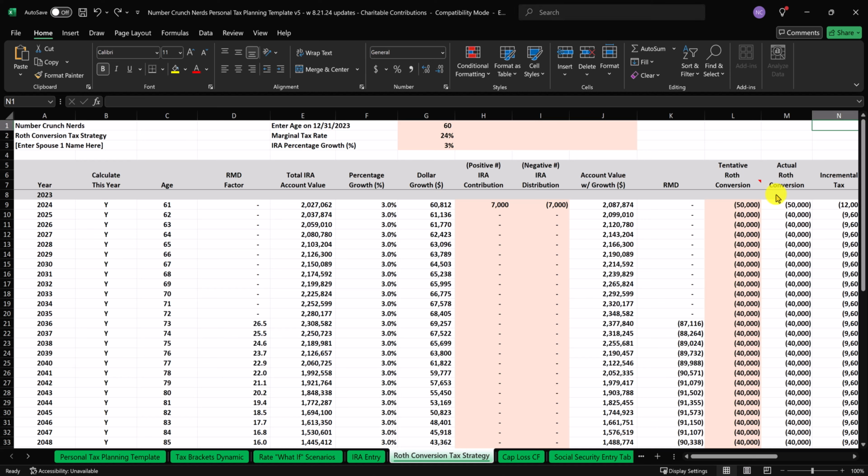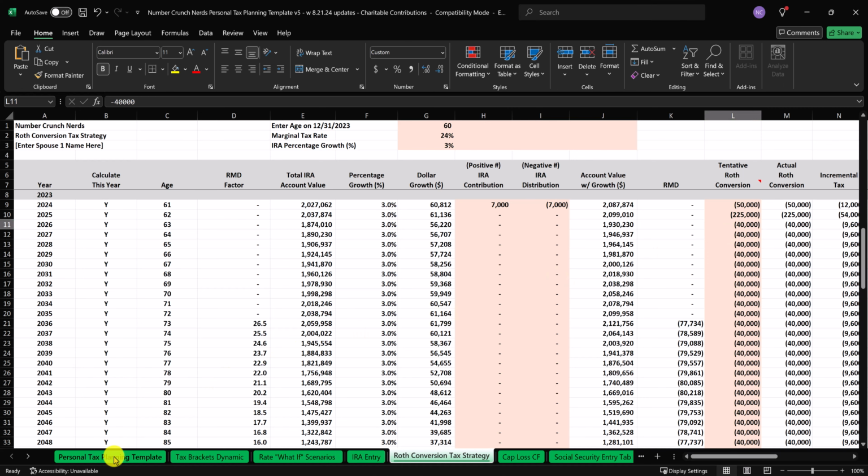So let's just say that we're working through this, and based on our IRA account values and our projected growth rates and our future RMD projections and so forth, we decide, you know what, instead of a $40,000 Roth IRA conversion in 2025, I'm going to experiment with, let's just say, $225,000. I'm going to throw in a $225,000 Roth IRA conversion here and see what happens in the personal tax planning template.